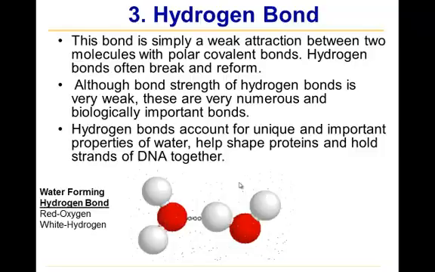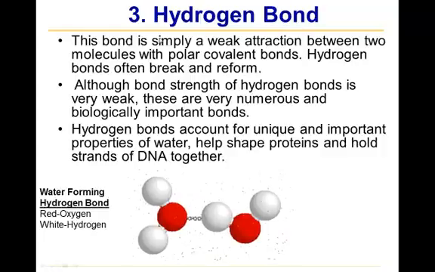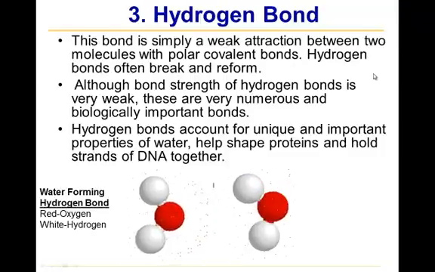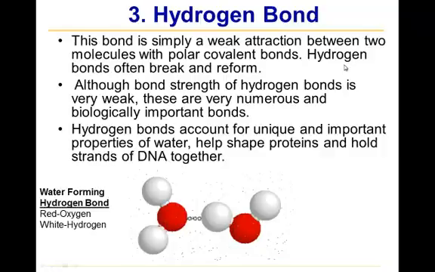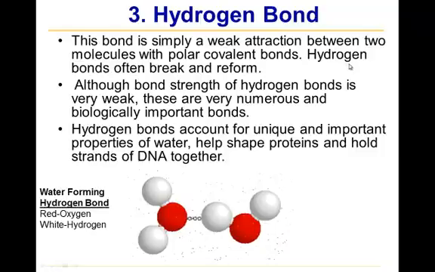The third type of bond is in fact related to a polar covalent bond. A hydrogen bond is the third type of bond. And this bond is simply a weak attraction between two molecules with polar covalent bonds. Hydrogen bonds have fairly low bond strength, but they are so numerous that they can exert an important overall force. So hydrogen bonds are pretty important.